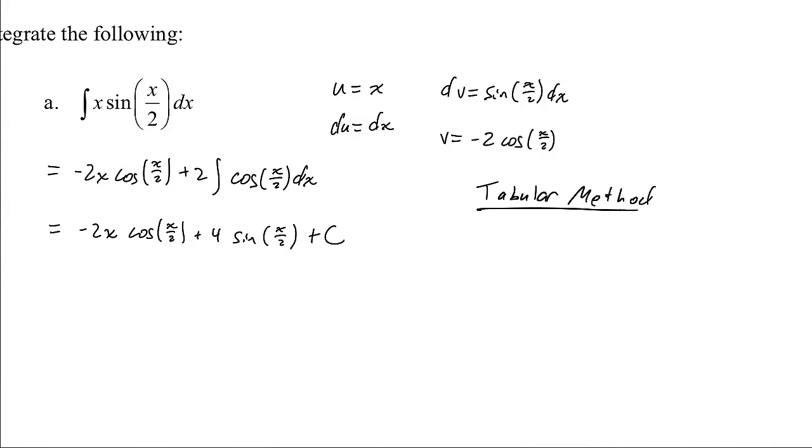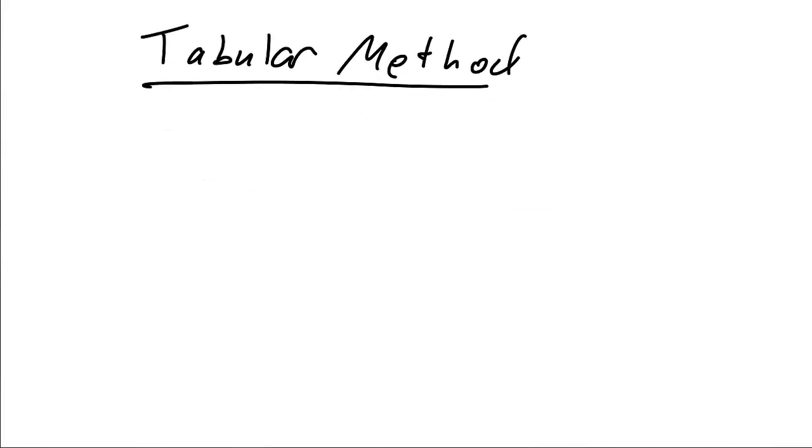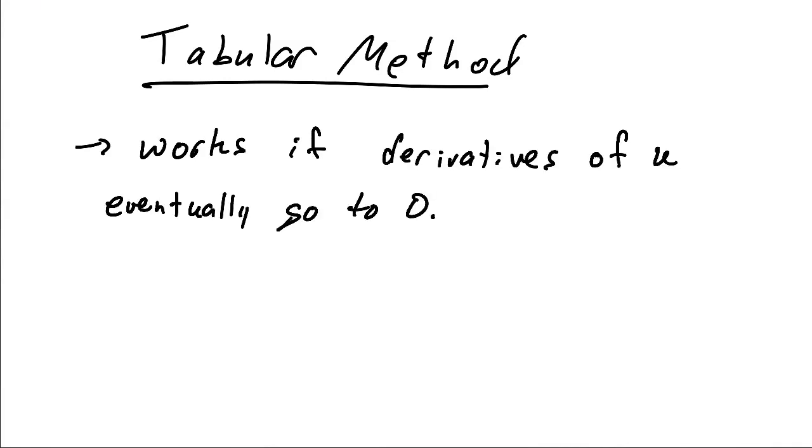But it can definitely make our life a lot easier if we can use it. So the tabular method will only work if the derivatives of u eventually go to 0. The other thing that has to be true is I need to be able to take the antiderivative of dv as well, right? I've got to be able to go backwards with dv in order to make that work.